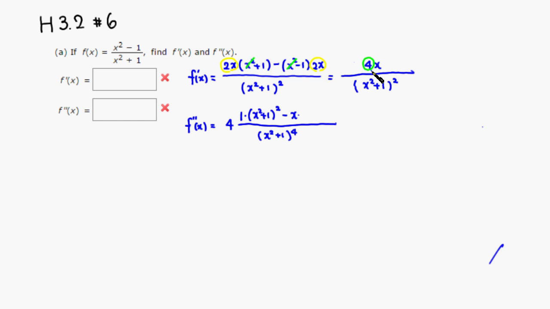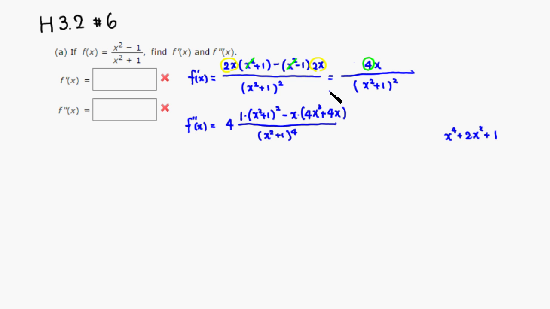For the derivative of this, maybe we have to multiply out a bit. If you multiply out, you have x to the fourth plus 2x squared plus 1. Then we have to take the derivative of that, so it's going to be 4x cubed plus 4x, and plus 1, whose derivative is 0.